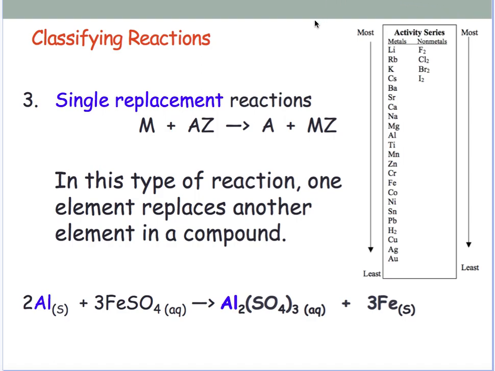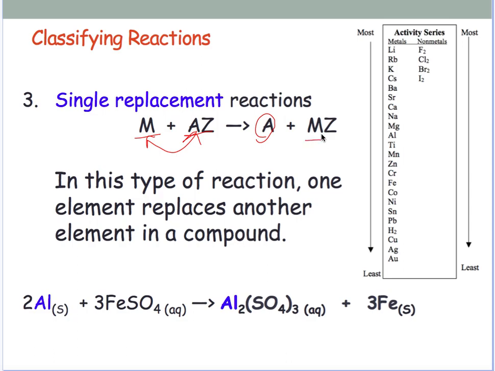So single replacement reactions happen when you get a single element reacting with a compound. For example, in this case, we have a metal reacting with a compound A and Z, and you'll notice that the thing that happens is this A and this M switch places. So A comes by itself, M bonds to Z.